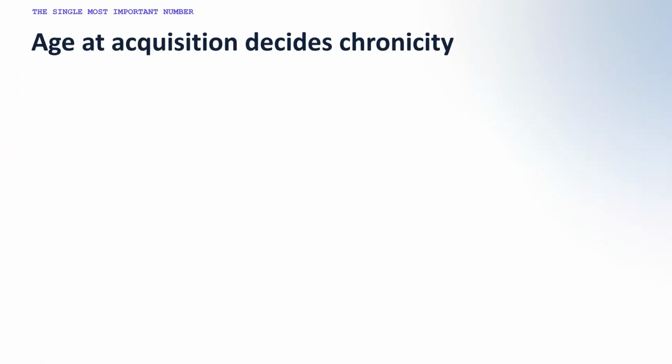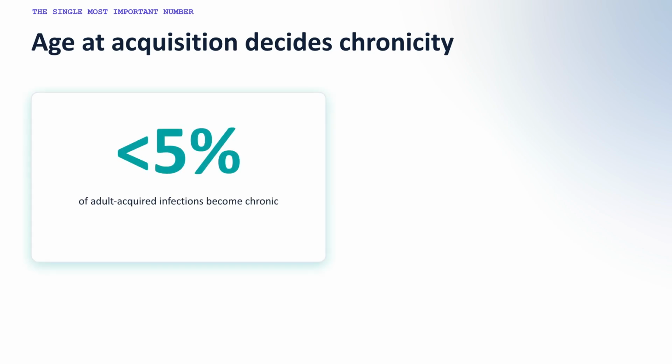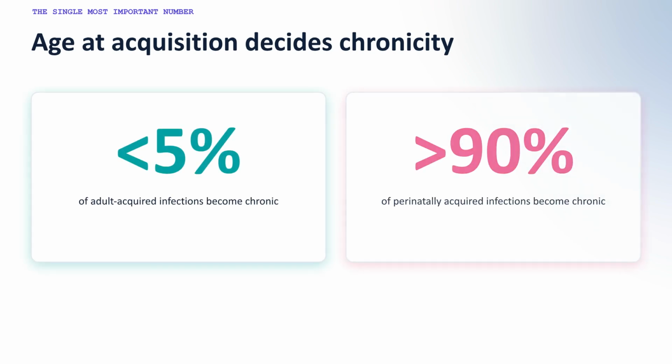This is the number to carry out of the hepatitis B section. Fewer than 5% of adults who acquire hepatitis B go on to chronic infection. More than 90% of infants infected perinatally do. An immature immune system does not clear the virus. It tolerates it.